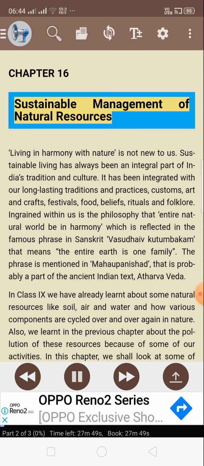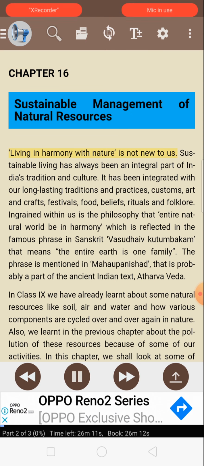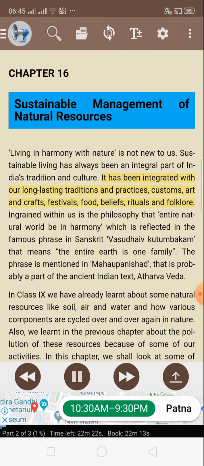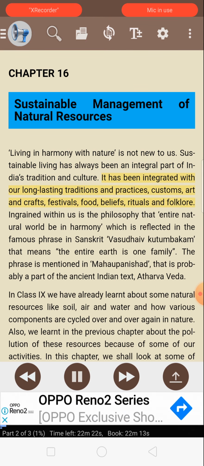16. Sustainable management of natural resources. Living in harmony with nature is not new to us. Sustainable living has always been an integral part of India's tradition and culture. It has been integrated with our long-lasting traditions and practices, customs, art and crafts, festivals, food, beliefs, rituals, and folklore.